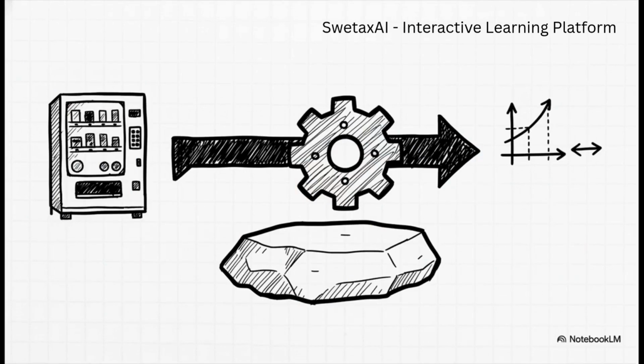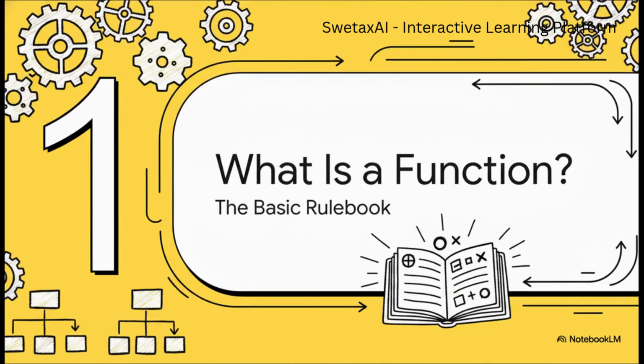That's simple, predictable logic. You put something in, you get something specific out. That's the absolute heart of what a function is. And we're going to use this whole vending machine idea to make it all make perfect sense. All right, so let's dive in with the absolute basics. Every single function, no matter how ridiculously complex it looks, follows a very simple set of rules. Think of this as the basic rule book for how they work.